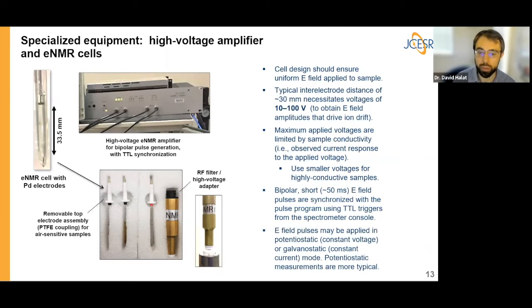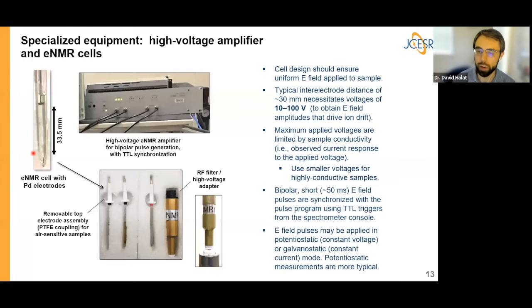And finally, it's also possible to apply the electric field pulses in either a potentiostatic or a galvanostatic mode. In principle, there's not too much difference between these, but the galvanostatic mode may be beneficial in cases where it's difficult to calibrate the electric field, for example, where you don't have a very well-defined interelectrode distance.